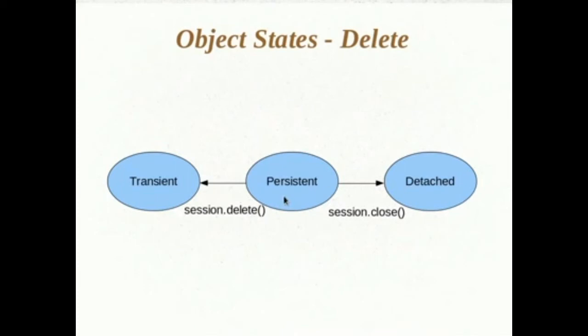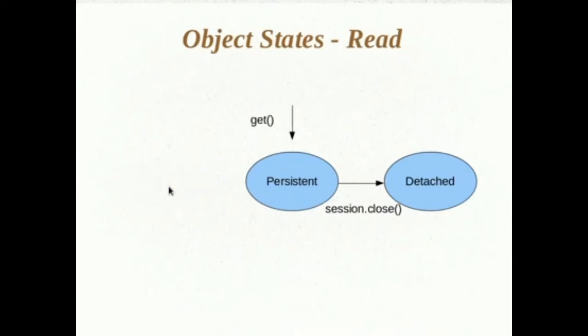So there's no point in having the object as persistent, because if you make a change here, what is it going to update? It doesn't have anything to update in the database. So what Hibernate does is it automatically converts this to a transient state. Now I can do a session.save and convert this back to persistent, in which case Hibernate is going to create that record for me.